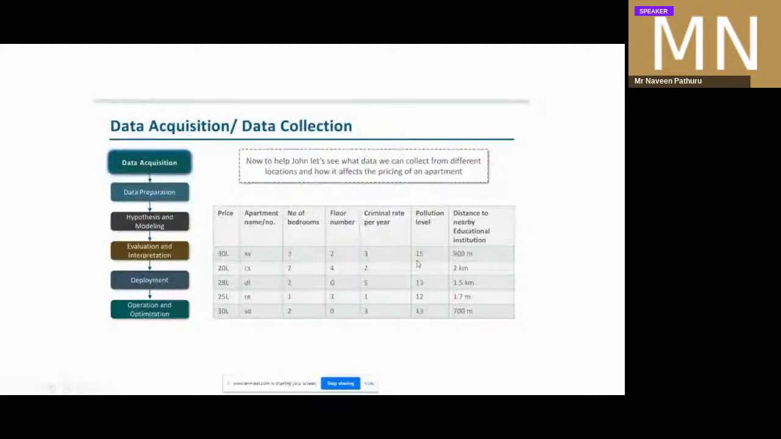So here is some data. Imagine you went to a real estate organization, and they have the data. That is good. But imagine you don't have data. What do you do? Well, you'd call a few apartment builders, and you can collect the data. What is that? That is data acquisition.